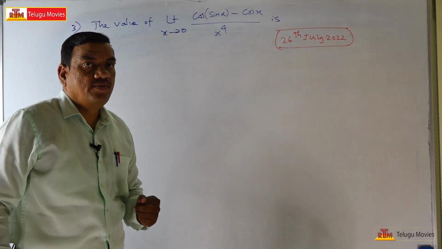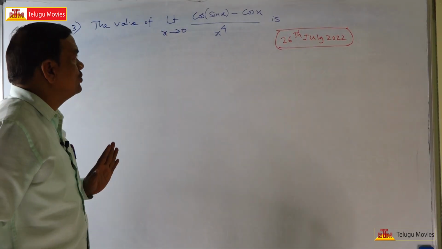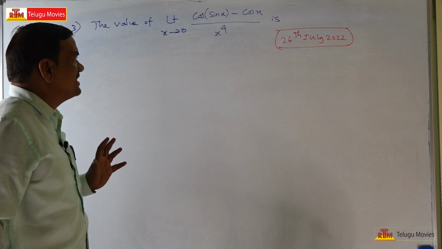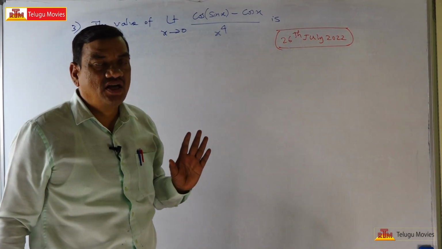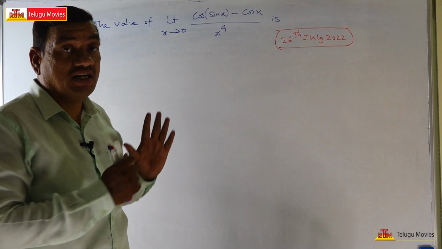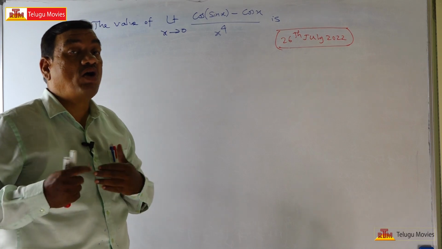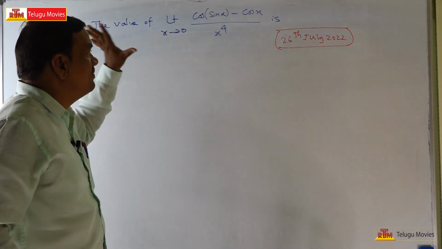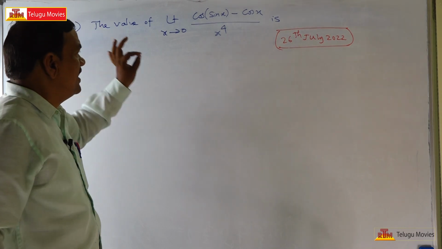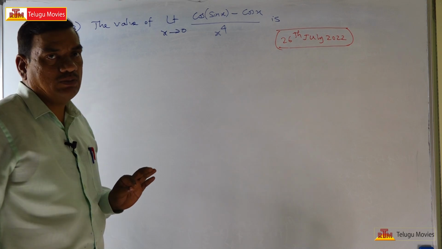Dear students, welcome to the third problem. The value of limit x tends to 0 of cos of sin x minus cos x upon x power 4. The problem is very easy and very understandable. In some problems, finding what is the given data and what we have to prove is very difficult, but here the problem is very clear.